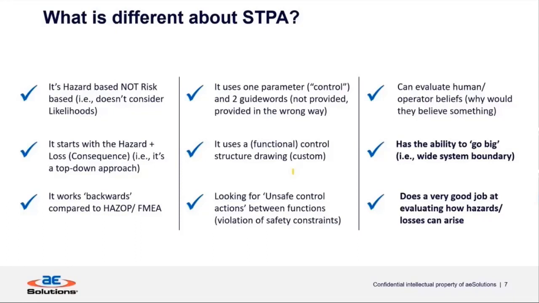have any outreach or any way to roll in likelihood in terms of probability or frequencies. And it's just not part of the method. It is a hazard-based method. It's not a risk-based method. So if you want to apply probability or likelihood on top of STPA, then you would do that outside of the STPA tool. That's how I've used it.